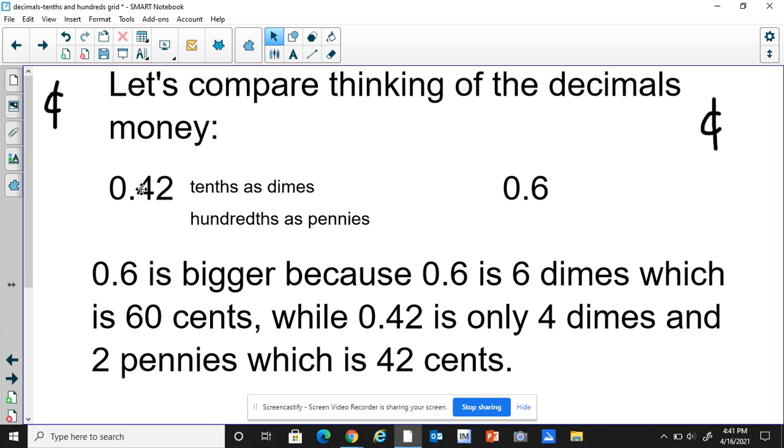So let's just look at that again. This 4 is sitting in the tenths place. And think of tenths as dimes because it takes 10 dimes to be a dollar. And it's 10 times 10 equals 100. And then think of your hundredths place as those pennies. And so this is 6 dimes because it's in the tenths place. And this is 4 dimes because it's in that tenths place as well. So 6 dimes is 60 cents. 4 dimes and 2 pennies is only 42 cents.